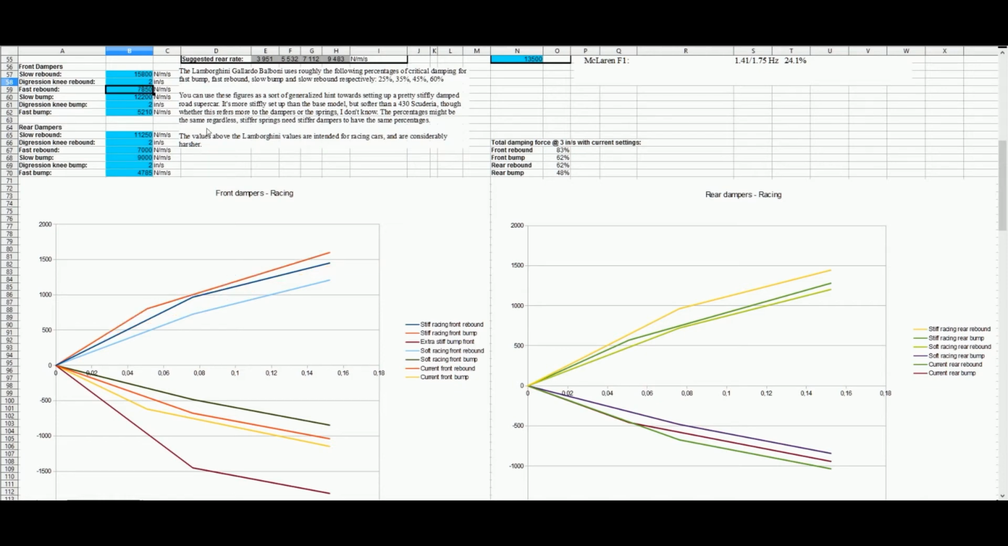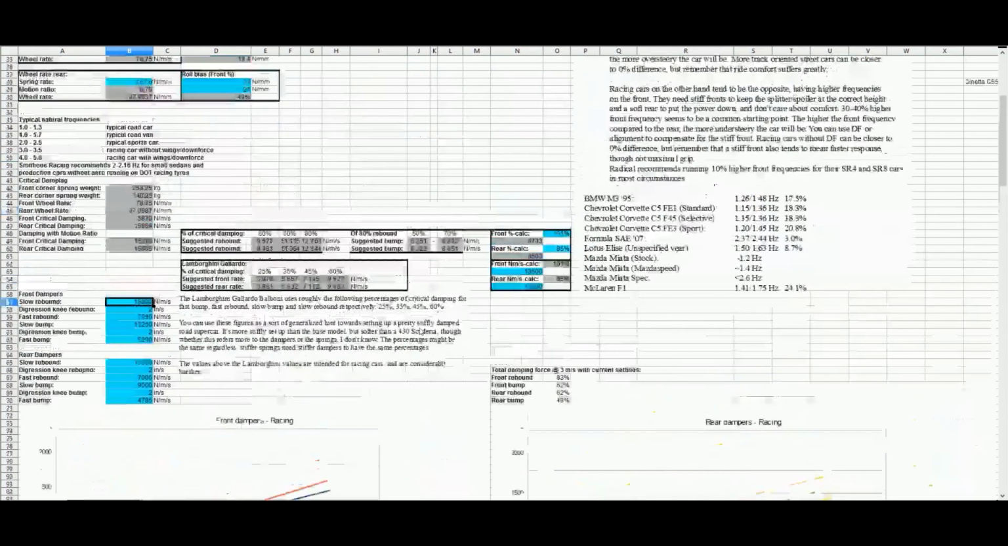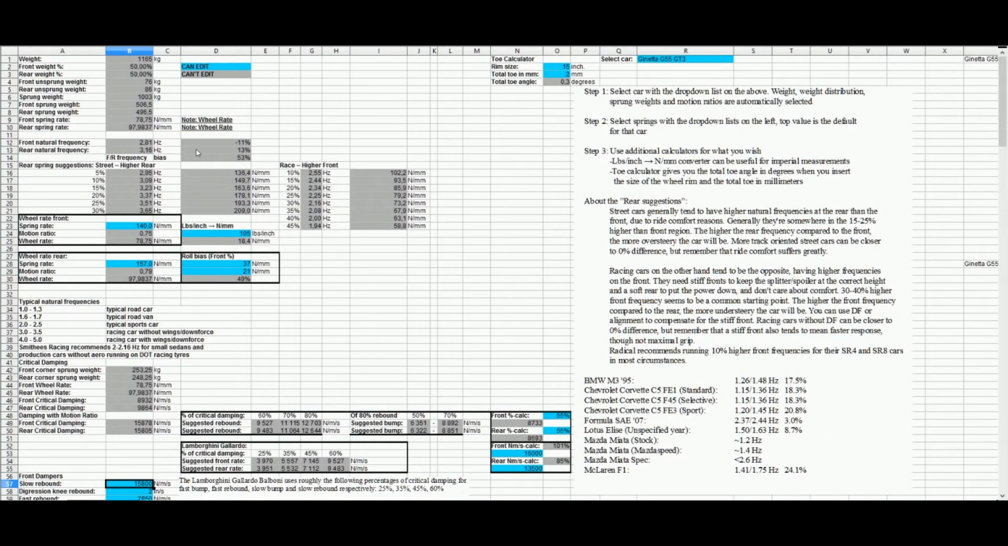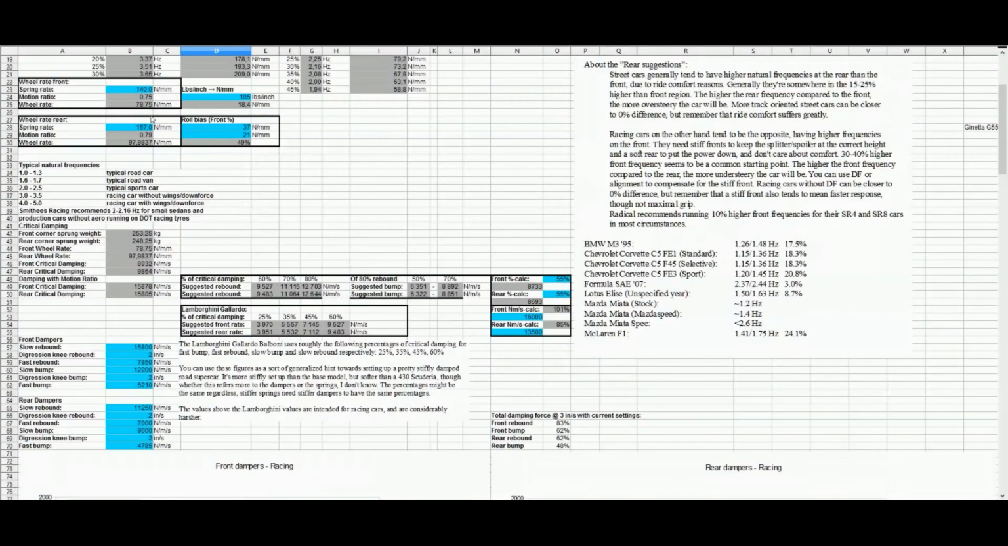What you'd want to do at this point is probably take the 2-inch digression knee and find values for the slow rebound and fast rebound that allow you to hit this general region. And the same goes for the bump, and the same goes for the rear end if you change the rear springs. And you possibly should, because, I won't get into that, but we have a 13% higher rear spring frequency, which, if you watched the last video, you will know is not really appropriate for a racing car.